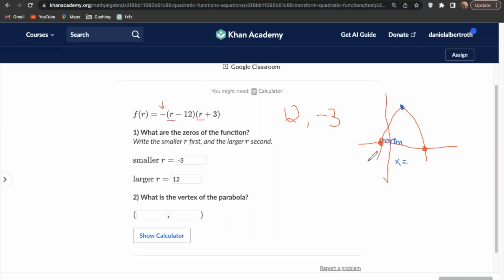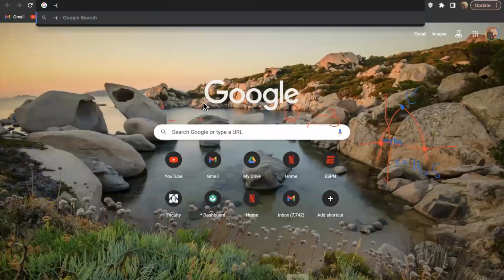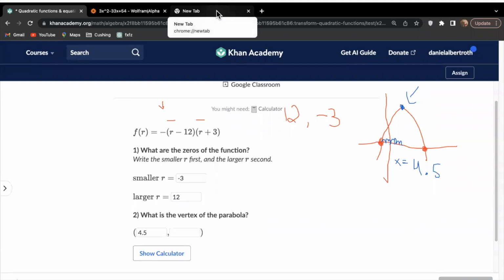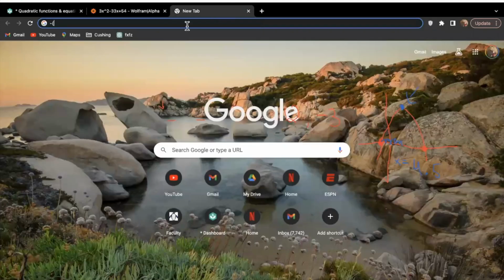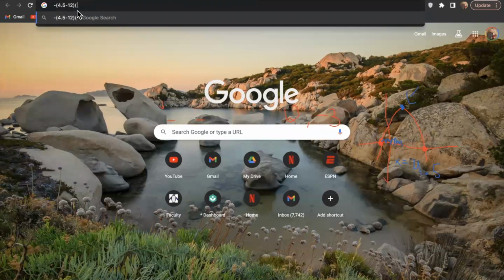And do I want 4.5? Yeah, you know what? Honestly, I'm going to use a calculator here, I think. So I'm going to put in 4.5 and the y value. So it's going to be negative, and then I have x minus 12, x plus 3. I say x even though it's r. So x minus 12, x plus 3. So it's going to be 4.5 minus 12 times 4.5 plus 3.